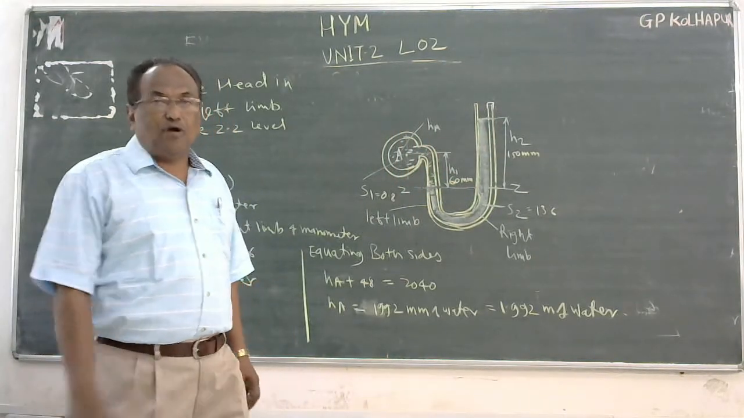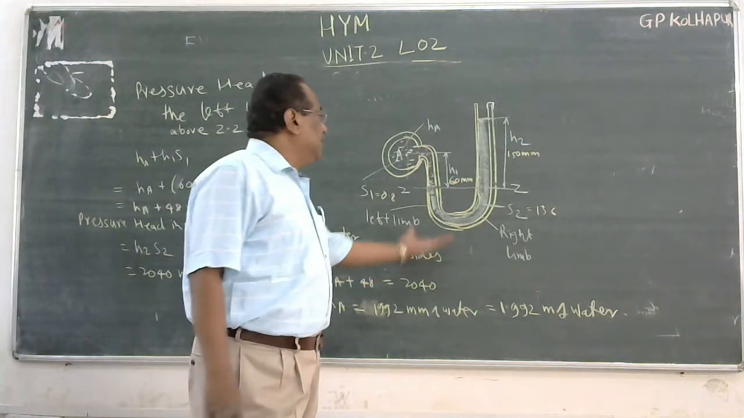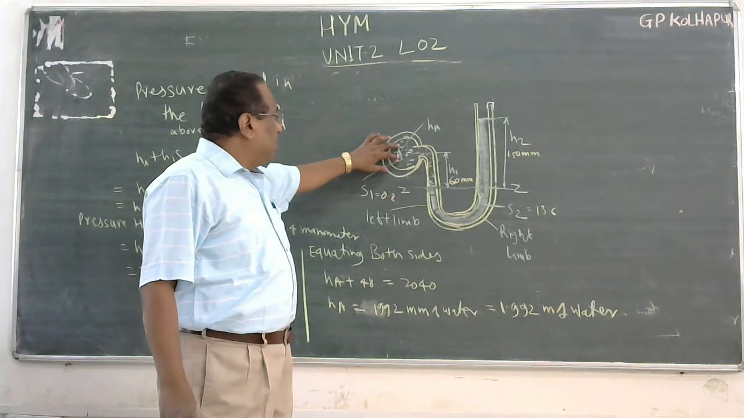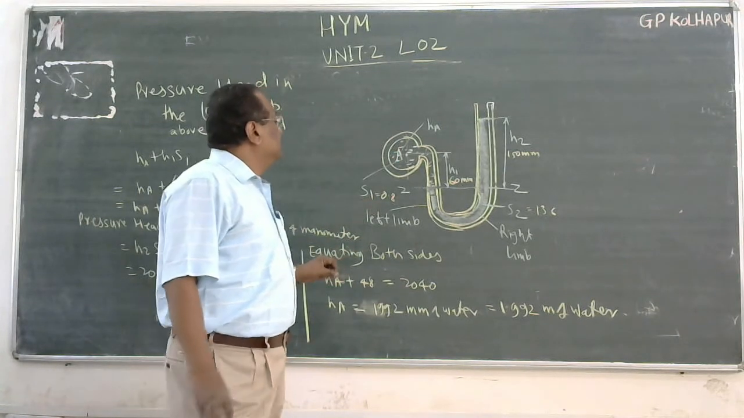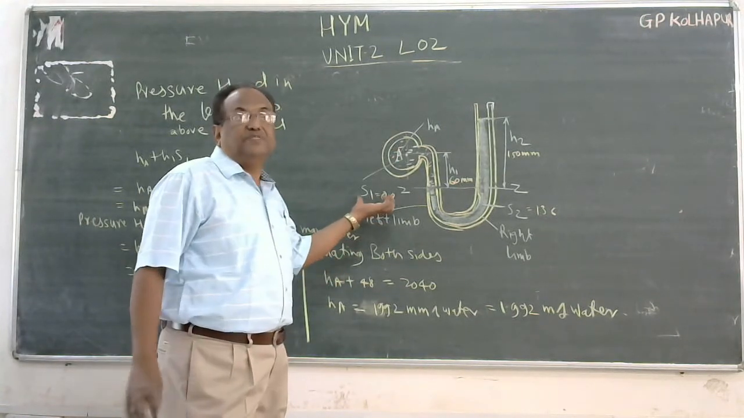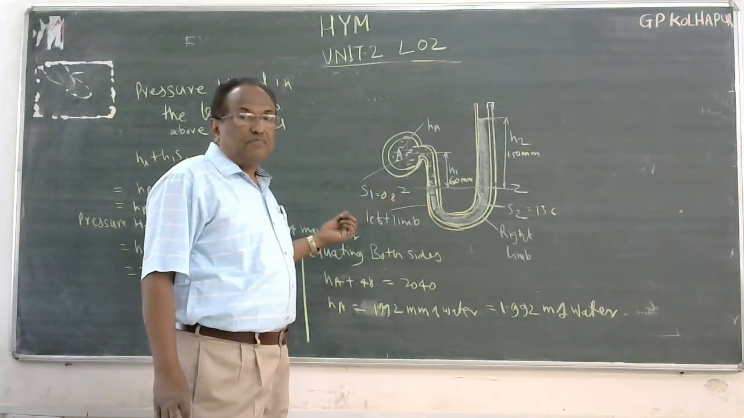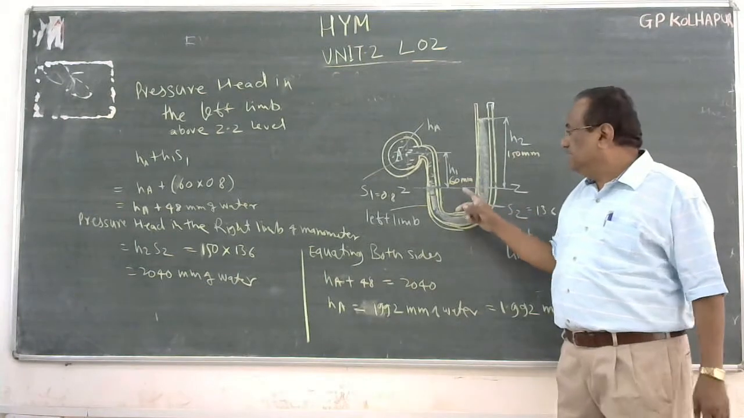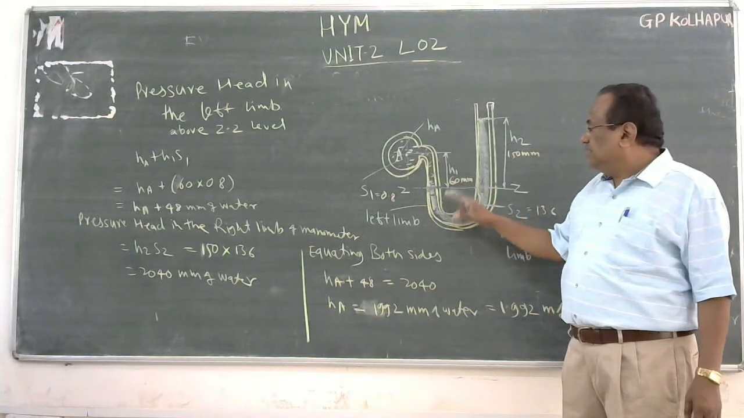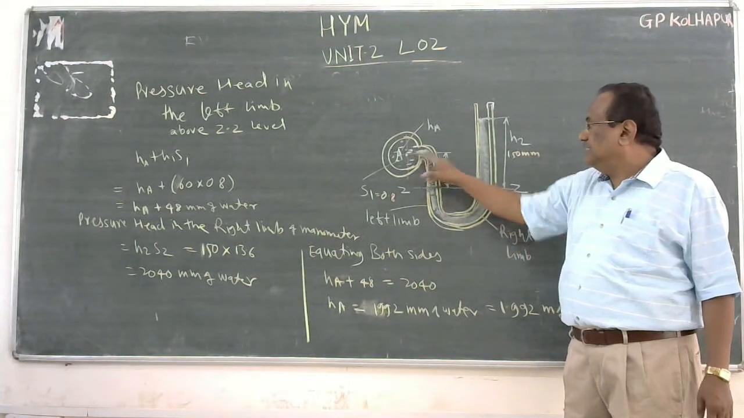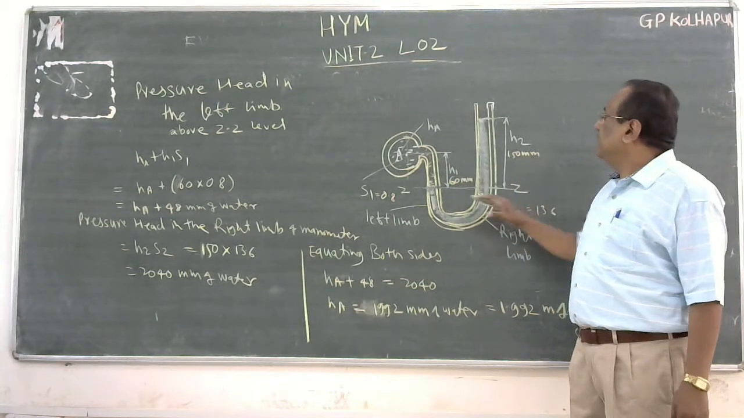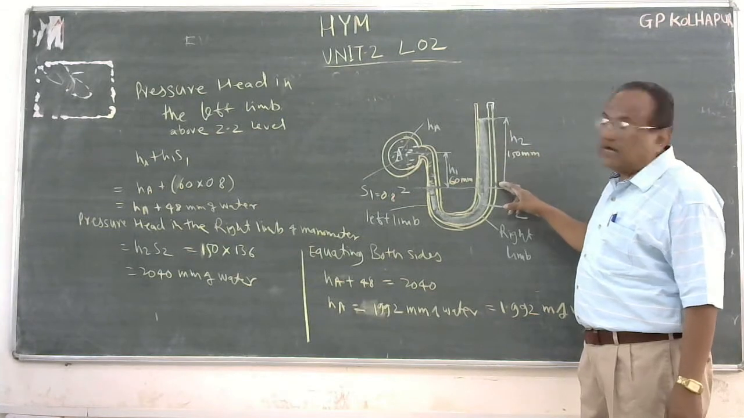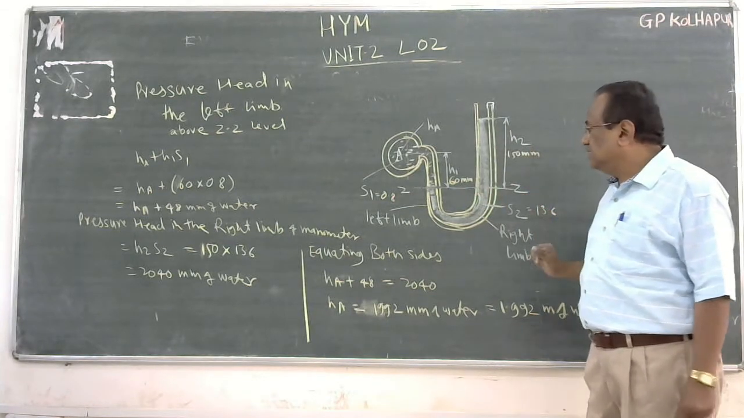Let us see a problem where a simple U-tube manometer is used to measure pressure at a point A in a pipe which is carrying liquid of specific gravity 0.8 under pressure, and the manometer shows readings like this. 60 mm is the distance between the ZZ level and the center of the pipe, and 150 mm is the height of mercury in the right limb above ZZ level, isn't it?